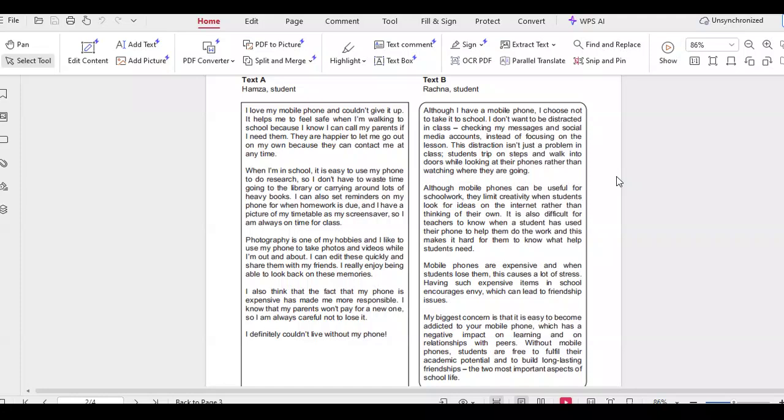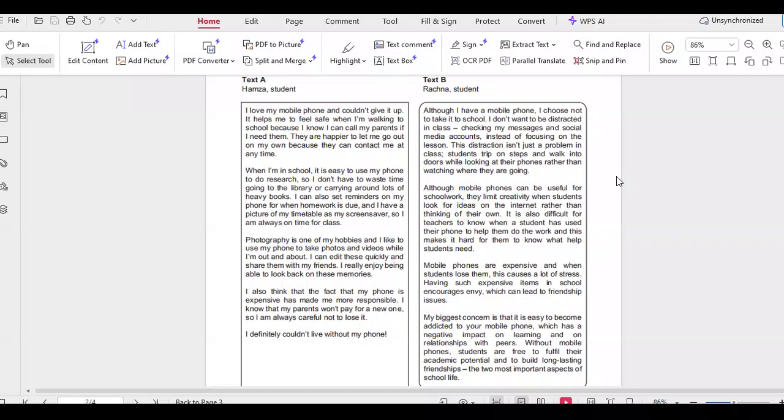To conclude, she has mentioned that her biggest concern is that it is easy to become addicted to your mobile phone, which has a negative impact on learning and on relationships with peers. Without mobile phones, students are free to fulfill their academic potential and to build long-lasting friendships, the two most important aspects of school life. So she believes that without phones, students can focus more on their studies and on their relationships.